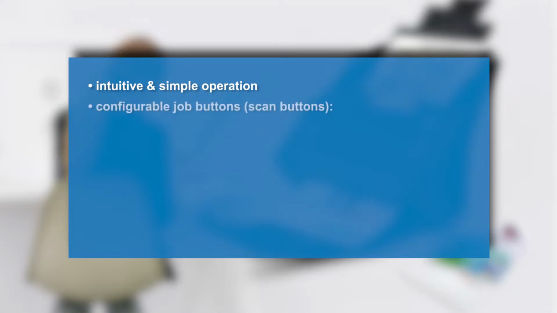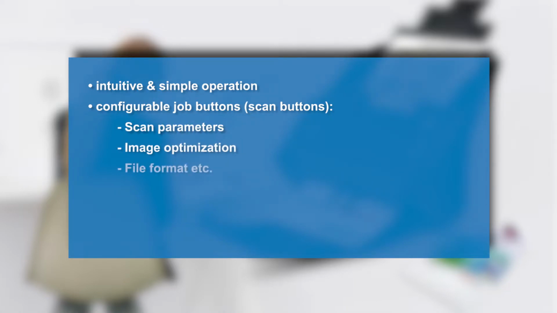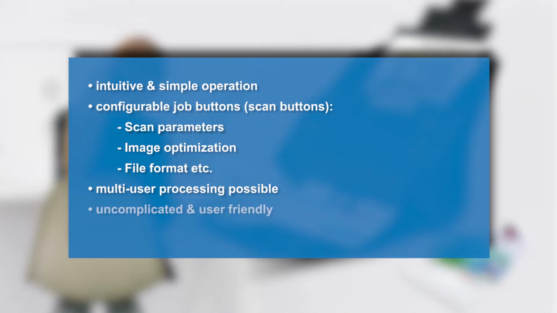The intuitive and simple operation of the included SmartScan application allows you to digitize and subsequently edit selected documents through a customizable job button. There are several job buttons available for use where, for example, scan parameters, image optimization, file format and much more can be specified in advance. Multi-user processing is also possible and can be set individually. The scanner and the application are intuitive and easy to use, so that you can easily design your scanning process. Subsequent editing is also possible, in which documents can be separated or merged with a single mouse click.